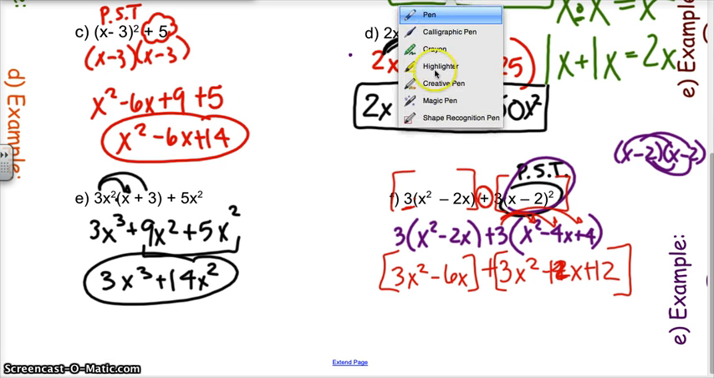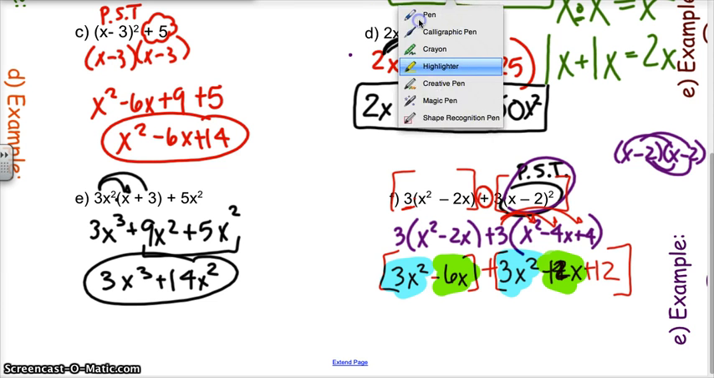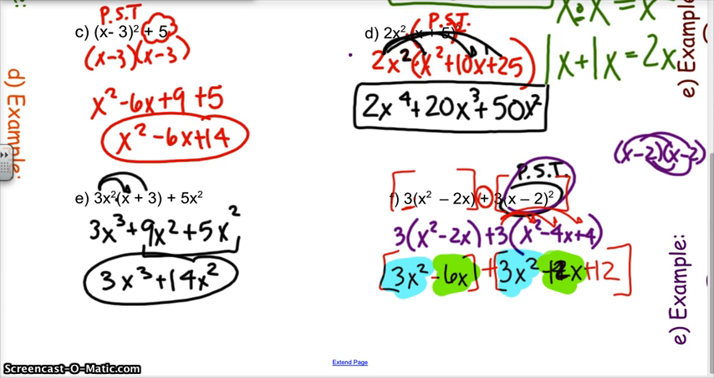I'm going to highlight so you can see like terms. So when I go ahead and combine, this is addition here. Notice when you're combining like terms, you're adding the coefficients in front. So 3x squared plus 3x squared is 6x squared. That value, I think, was a positive 12.